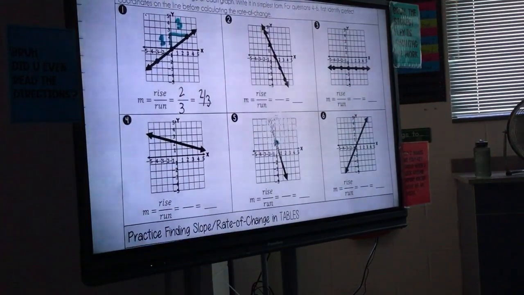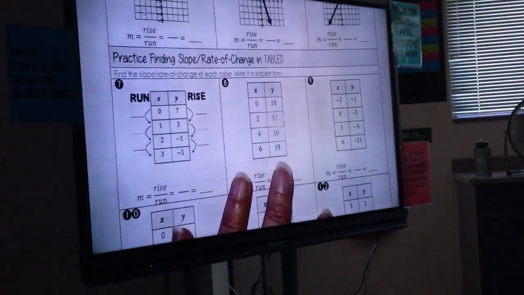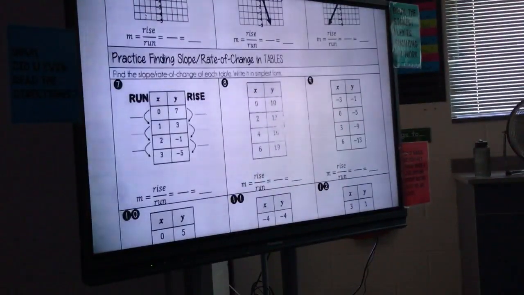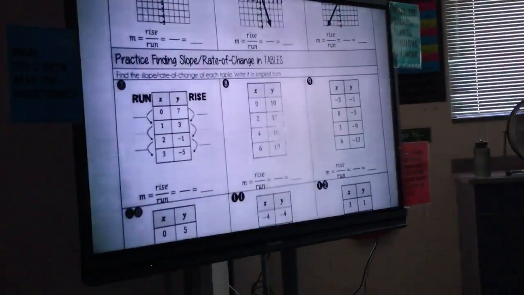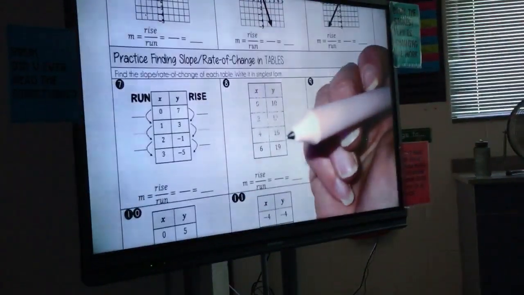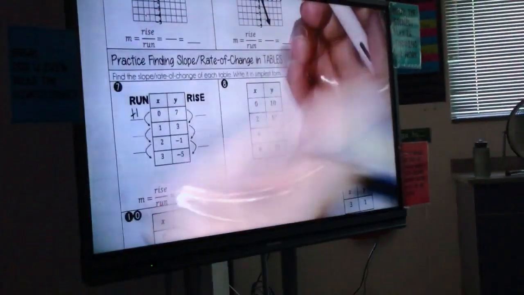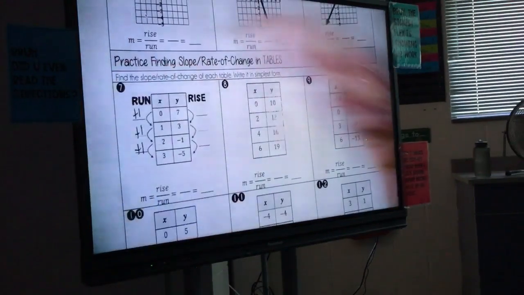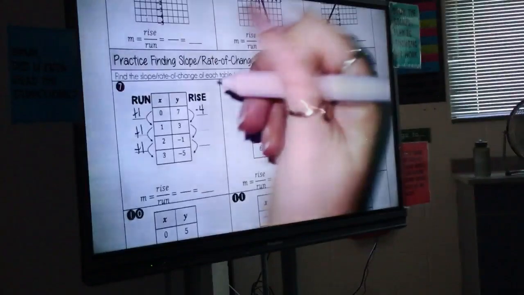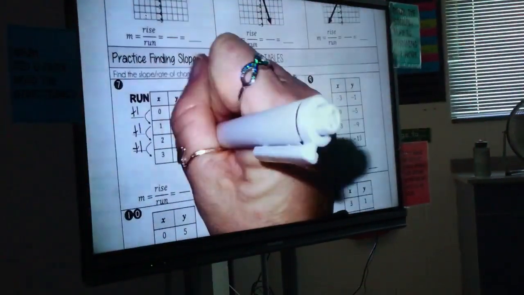Am I going too fast or are we good? Okay, go to number 7. This one says find the slope / rate of change of each table. Write in simplest form. So now you're not given the graph, but you can still say, okay, how do I go from 0 to 1? Plus 1. How do I go from 1 to 2? Plus 1, plus 1. How do I go from 7 to 3? Minus 4. How do I go from 3 to negative 1? Minus 4. How do I go from negative 1 to negative 5?